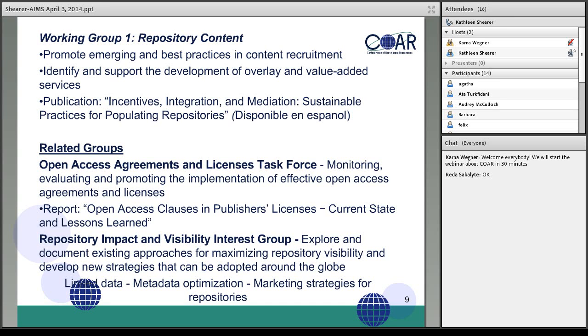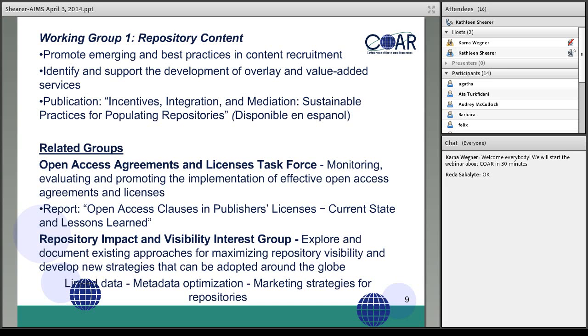In terms of the smaller groups related to this big working group, we have a small task force that has been for the past 2 years now monitoring green open access clauses in the content licenses. So working with the consortial community to identify whether they're moving in the direction to be able to put those kinds of clauses in their licenses with publishers, which would address one of the barriers to depositing content into repositories.